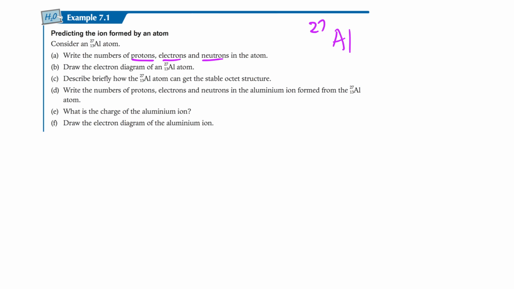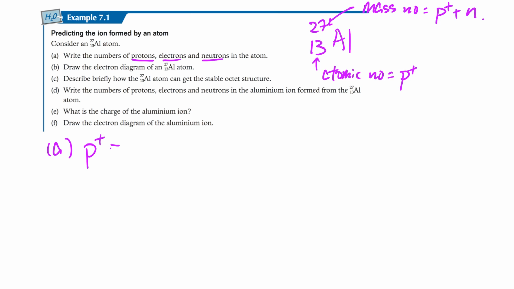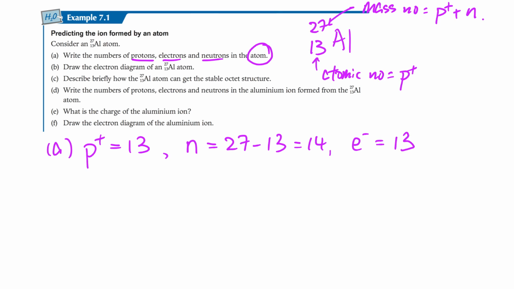So this is a full atomic symbol. This is the atomic number, which equals the proton number. This is the mass number, which equals proton plus neutron. So for part A, we know that the proton number should be 13. Neutron should be 27 minus 13, that means 14. And because this is an atom, the proton number should equal the electron number, so this should be 13.